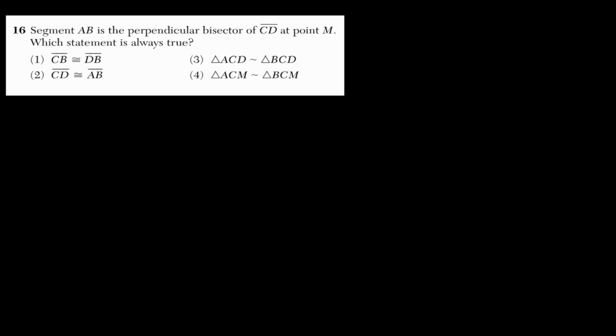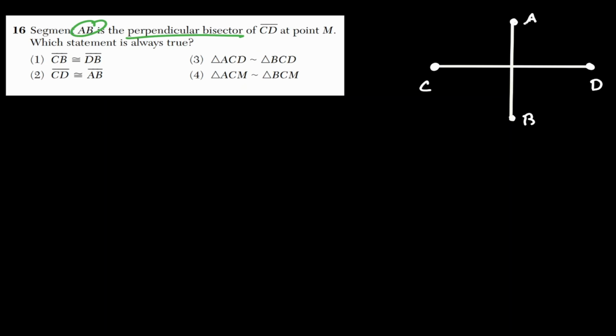In question 16, we have that a segment AB is the perpendicular bisector of CD at point M. Let's visualize that. We have a line segment, let's call it CD. And CD is getting bisected perpendicularly by some other line called AB. So if it's a perpendicular bisector, there are two things going on. Their intersection is 90 degrees. And notice that here it says of CD. So CD is the one that is getting bisected in half. In other words, we got two congruent sections. And their intersection is a point M.